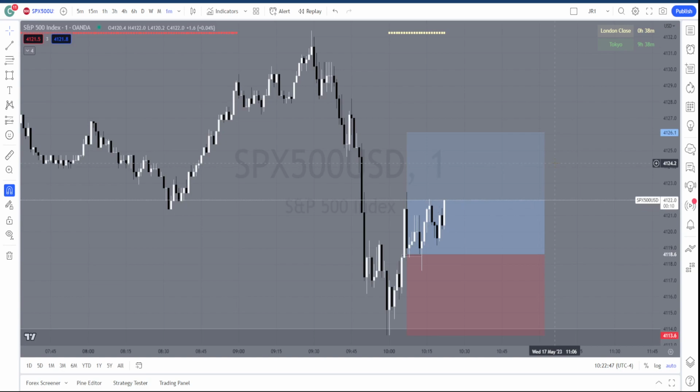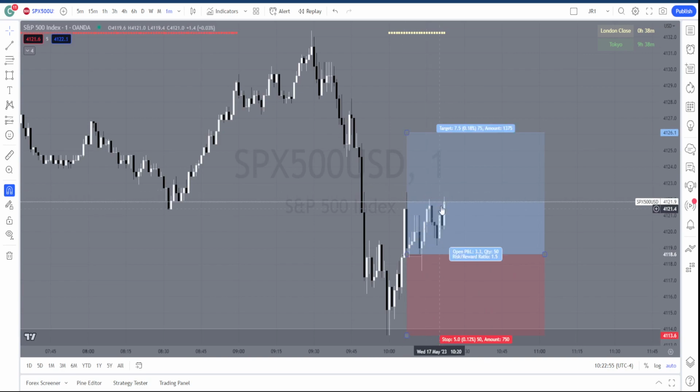Alright, we should see price start to drive up here. As it closes above this high, we should see it shoot up to this high, and maybe we'll see a little stall before pushing higher.